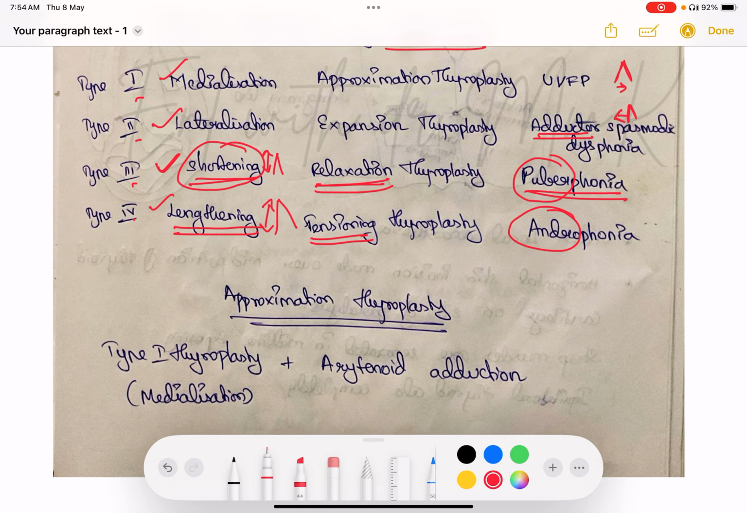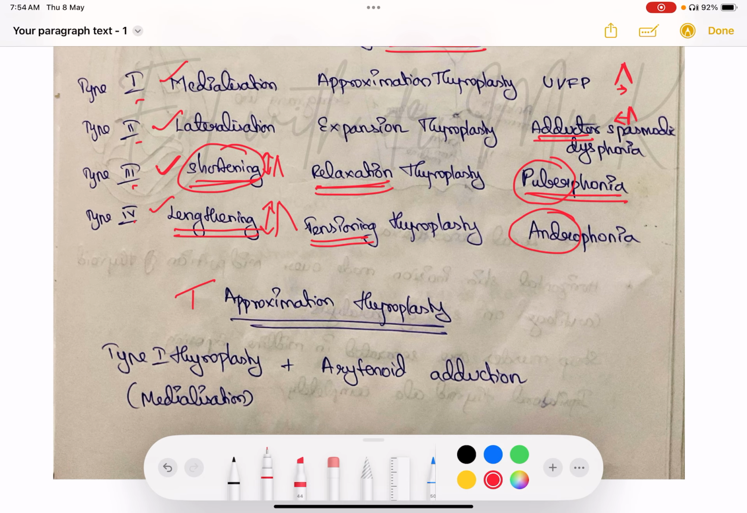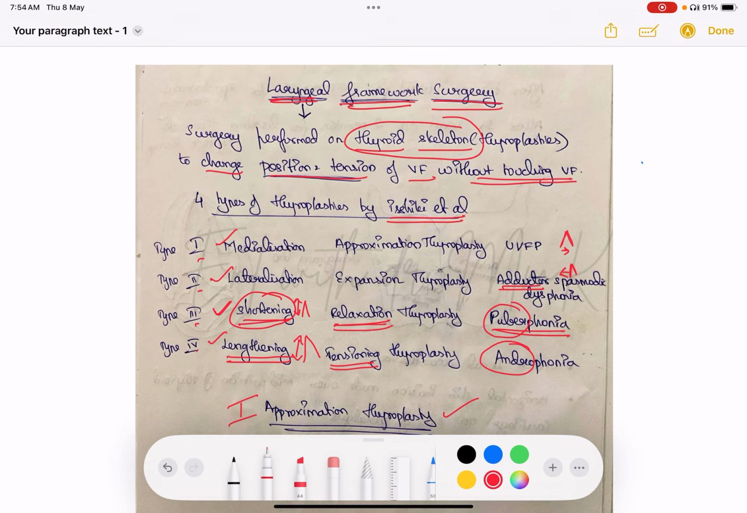Okay, let us discuss one by one. So first we are going to discuss type 1 thyroplasty. This is also called approximation thyroplasty. Here we are going to medialize the vocal cord. Another important surgery is arytenoid adduction. It is done when, apart from the vocal cord, there is an increased posterior glottic gap. So we have to reduce this gap. For that we have to rotate this arytenoid cartilage. This is called arytenoid adduction. We can add this surgery along with type 1 thyroplasty.